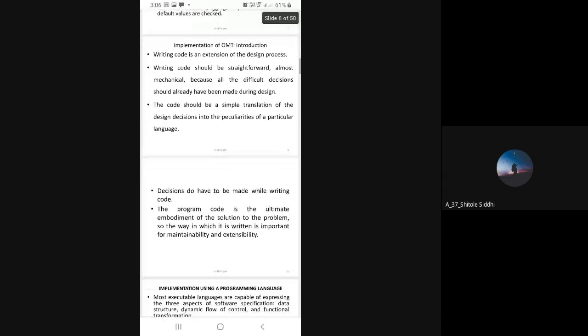Okay. Next part is regarding the implementation of OMT, where we will focus on the coding part, what standards we need to follow for the implementation of the coding, and what precautions we need to take into consideration as far as the implementation part is concerned. Because the designing part is okay. In the designing part, you will complete the functional modeling, the dynamic modeling, and the object modeling also. Now, once you complete this, we need to go for the next part, called implementation.